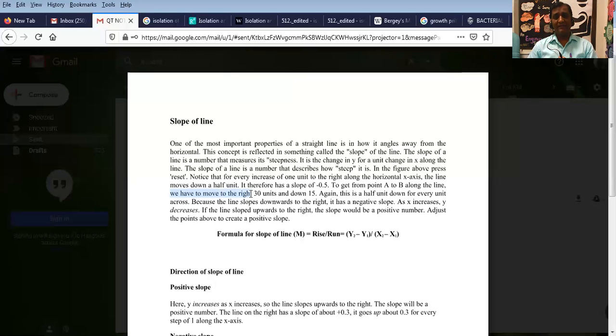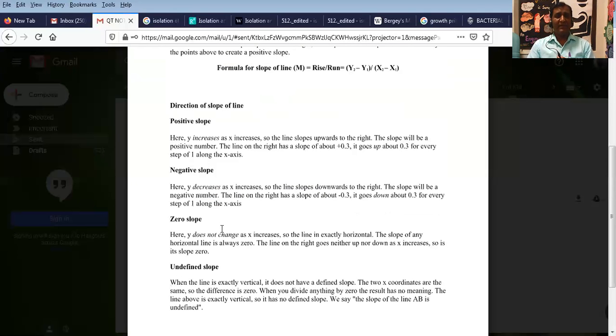Formula for slope of a line. Suppose a student wants to find the slope of a line at a point. Then the formula for the slope of a line is rise divided by run. That means the change in y-axis divided by the change in x-axis. Change in y-axis means y2 minus y1, and change in x-axis means x2 minus x1.